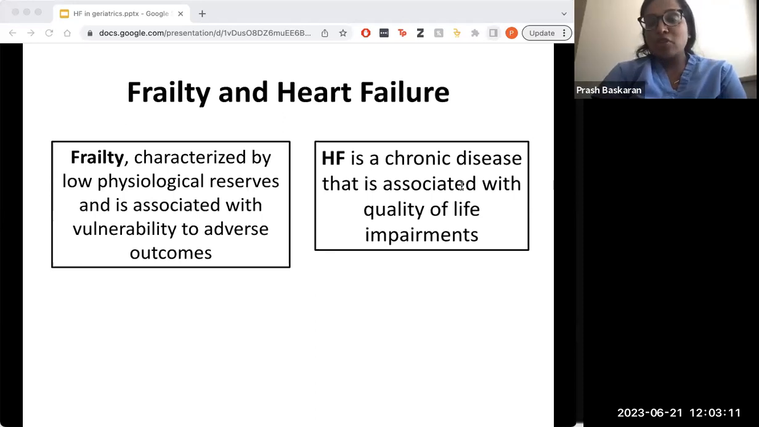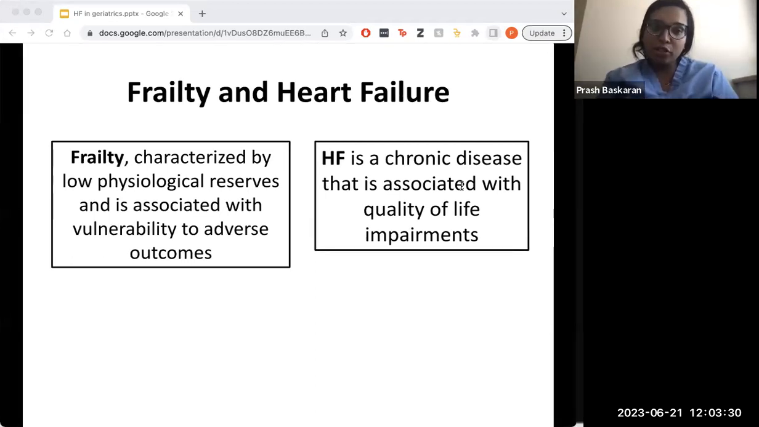Interestingly, frailty appears much more common in patients with preserved EF heart failure rather than those with reduced EF. And the thought process behind that is that actually the prevalence of diastolic dysfunction is more common in the older population and has nothing really to do with frailty on its own.